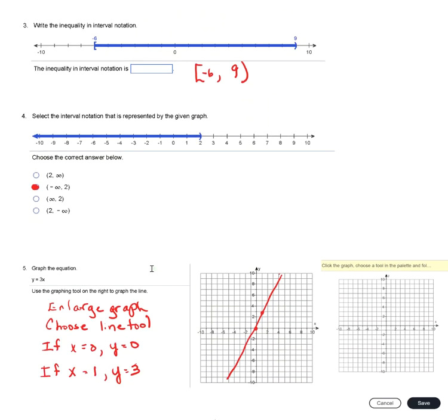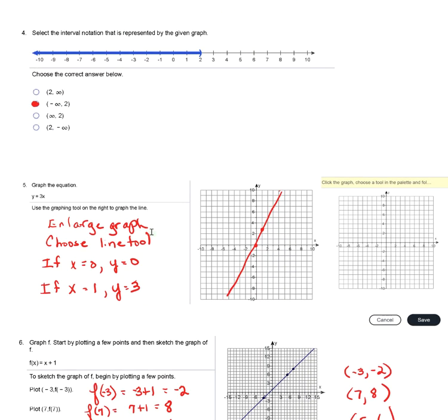Select the interval notation that's represented by the graph. Same thing. We start at 2 and go all the way to the left. That means we're going to start with negative infinity and go to 2. We have a parentheses because we do not have a bracket there.